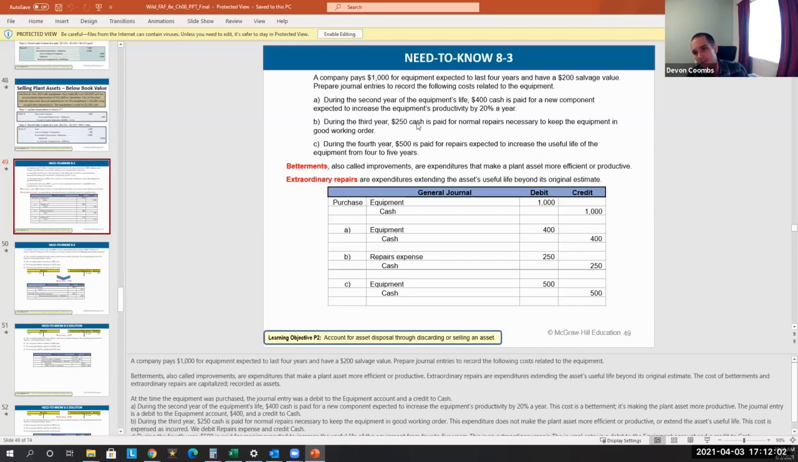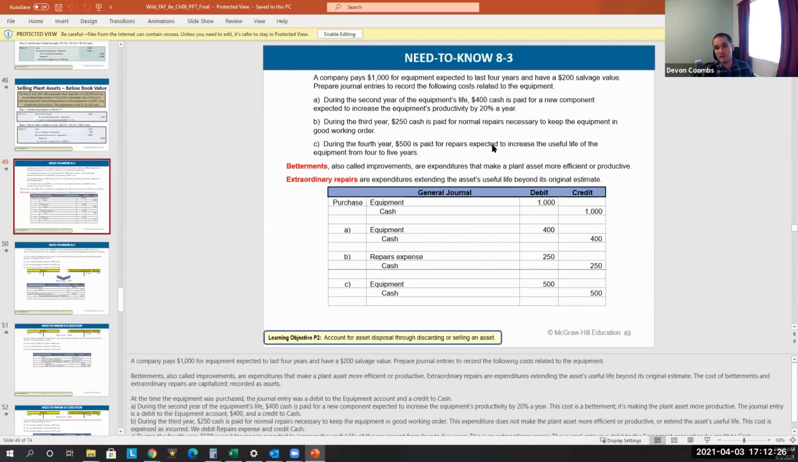Second one, during the second year, $400 in cash is paid for a new component expected to increase the equipment's productivity by 20%. Since it's a betterment, right? It's a substantial asset. It's 40% of the asset's value, and it's bettering the asset. We capitalize it. So we're going to increase the equipment value by 400 and reduce our cash by 400. Debit equipment 400, credit cash.